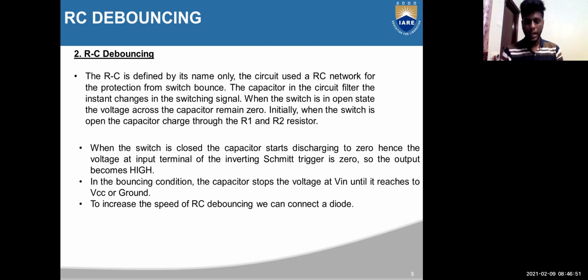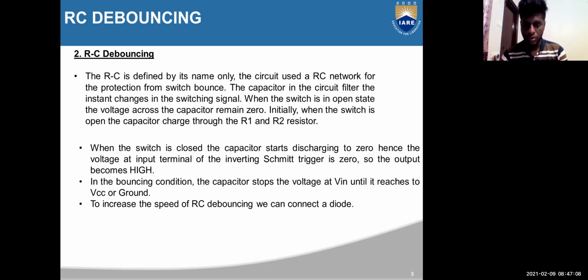So this is all about the RC debouncing, where RC is defined by the resistor and capacitor network, which is used to debounce the switch bouncing circuits, where R1 and R2 are the resistors and C is the capacitor. When the switch is in open state, the voltage remains 0.